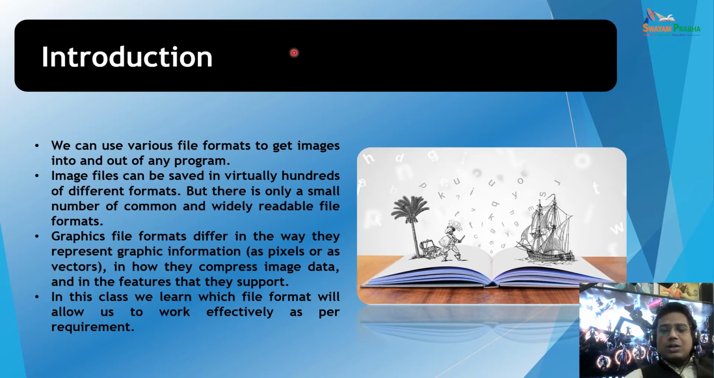So here you can see images can be saved in virtually hundreds of different formats, right? But there is only a small number of common and widely readable file formats. Like I told you earlier, a lot of file formats are available, but the most commonly used file formats are JPEG, TIFF, PNG, bitmap, and for web animation we can use the GIF file format. These are the most commonly used file formats, right?